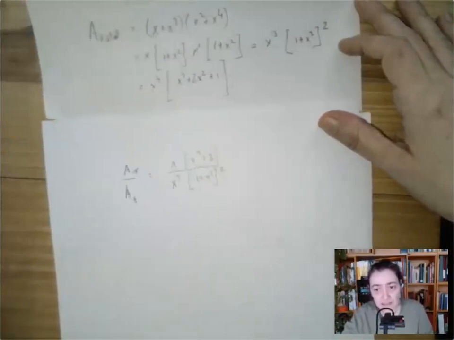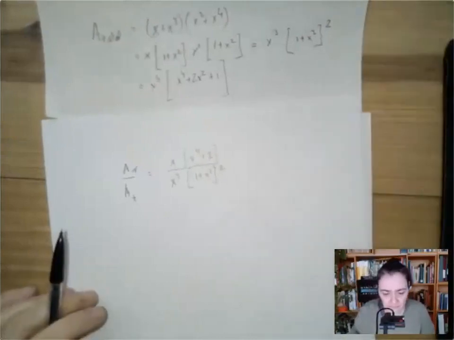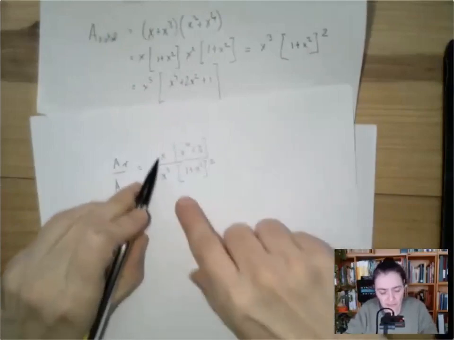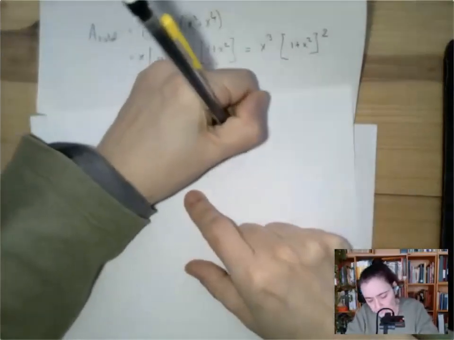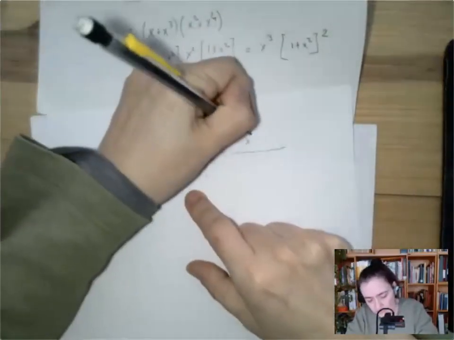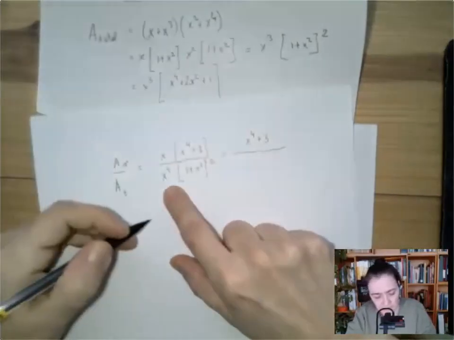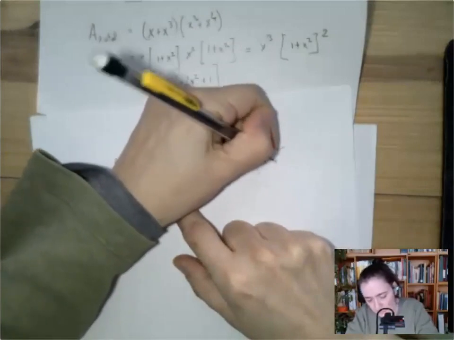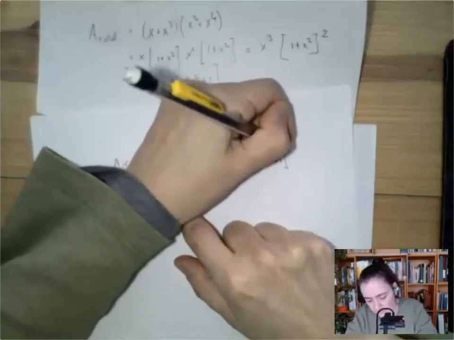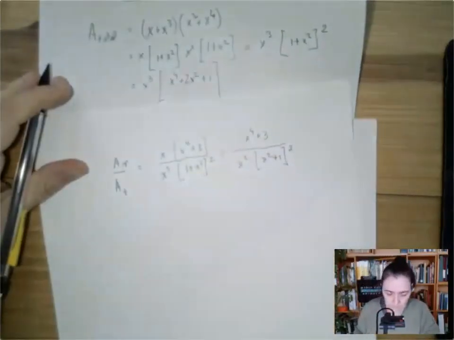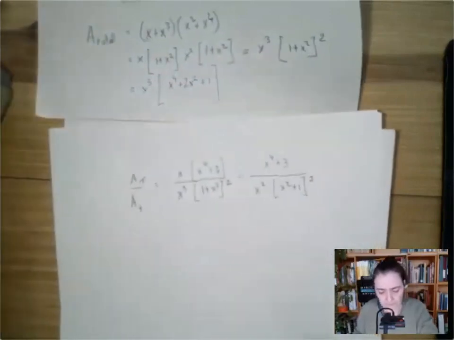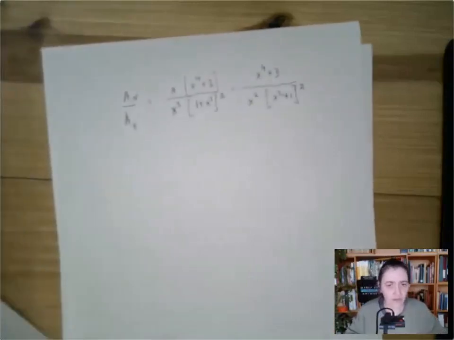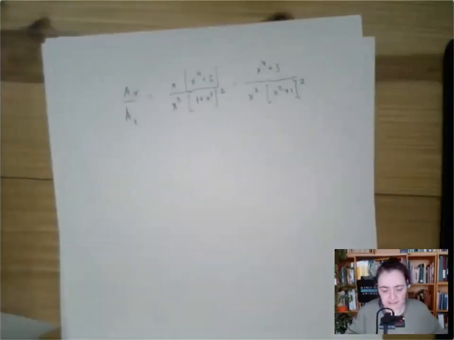But luckily, x is pretty easy to figure out. So, well, that was some cancellation. We can cancel out x, but that's it. So we're going to have x to the 4th plus 3 divided by x squared times x squared plus 1 to the 2nd power. Okay. So maybe we should figure out what x is then, right?